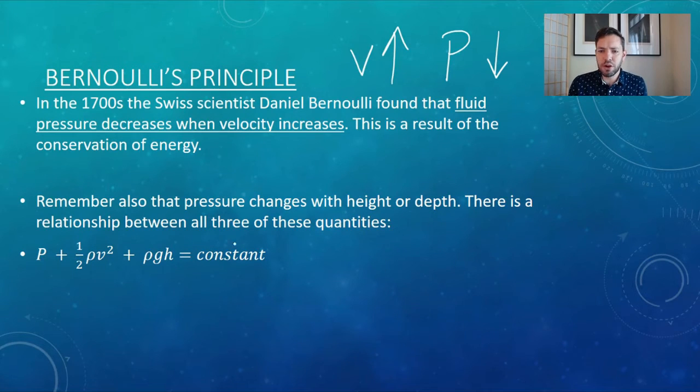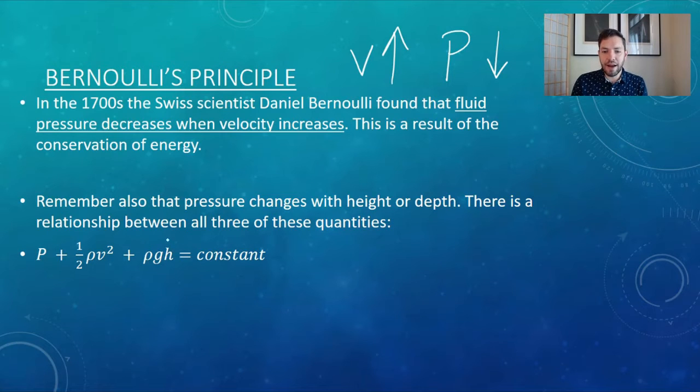So Bernoulli figured out that there's this relationship between these three quantities: pressure, velocity, and height or depth. And that's what he has in these three terms of the equation. This first term is the pressure. This second term talks about the density, but also the velocity of the fluid. And then this third term here is talking about the density, but mainly the height and the depth. And what he found was that the sum of these three things is constant. Just like we were talking about in the last video.